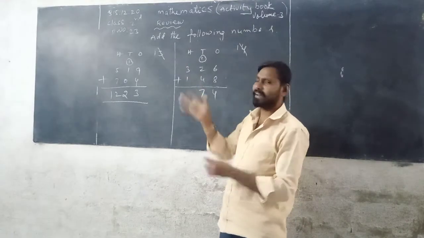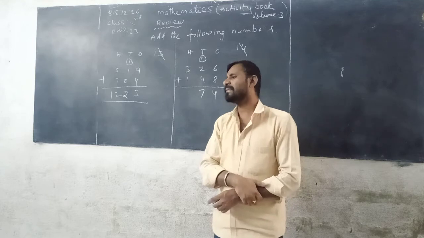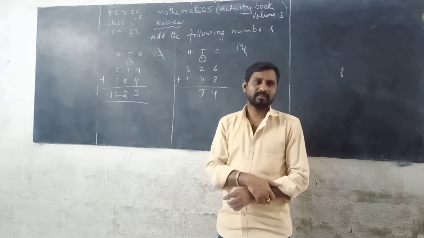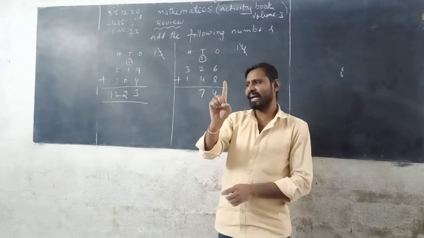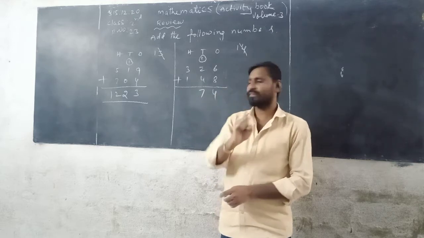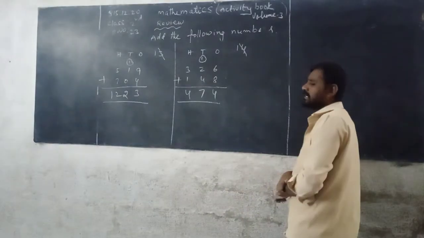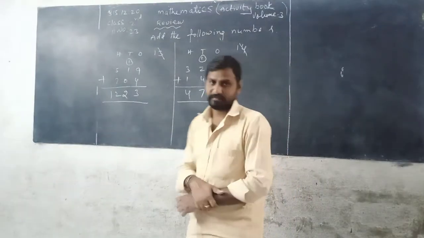Next, 3 plus 1. 3 in the mind, 1 in your hand. So 3 plus 1, 4. Write 4 down in the hundreds column. So the sum is equal to 470. Write it down.